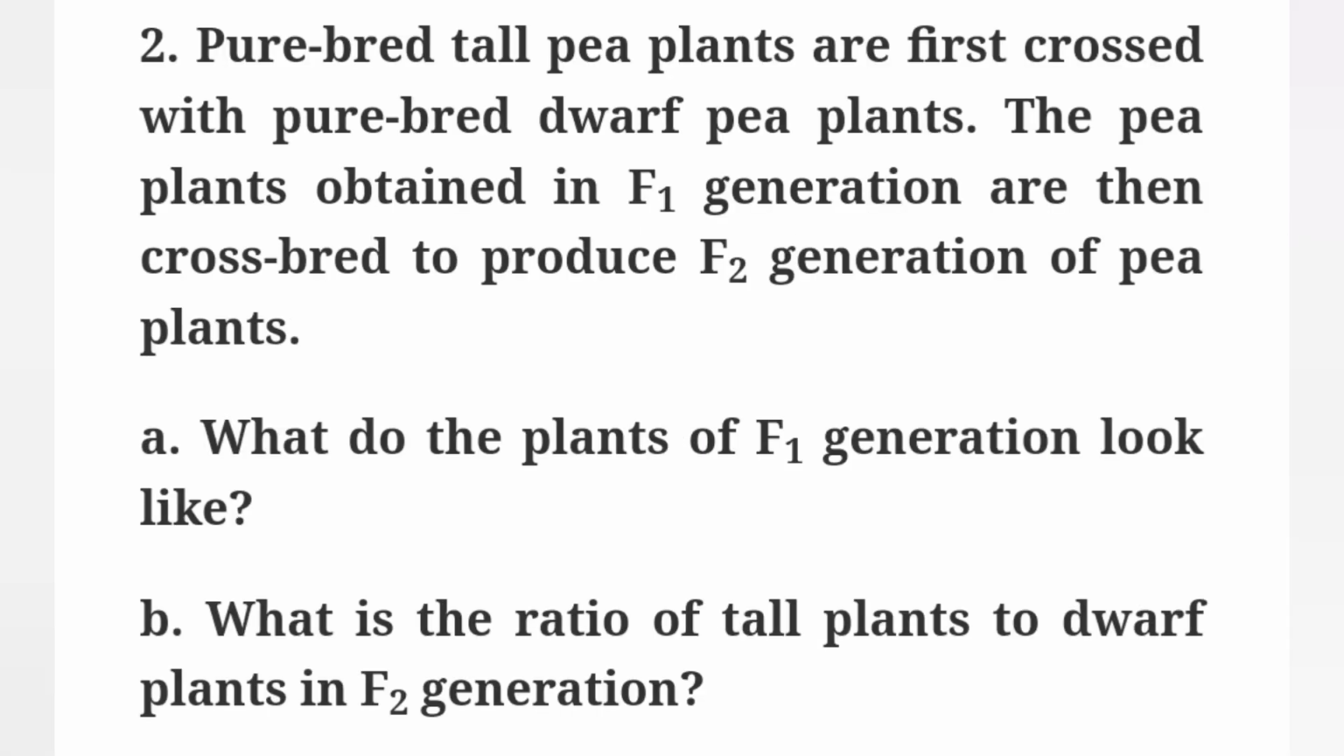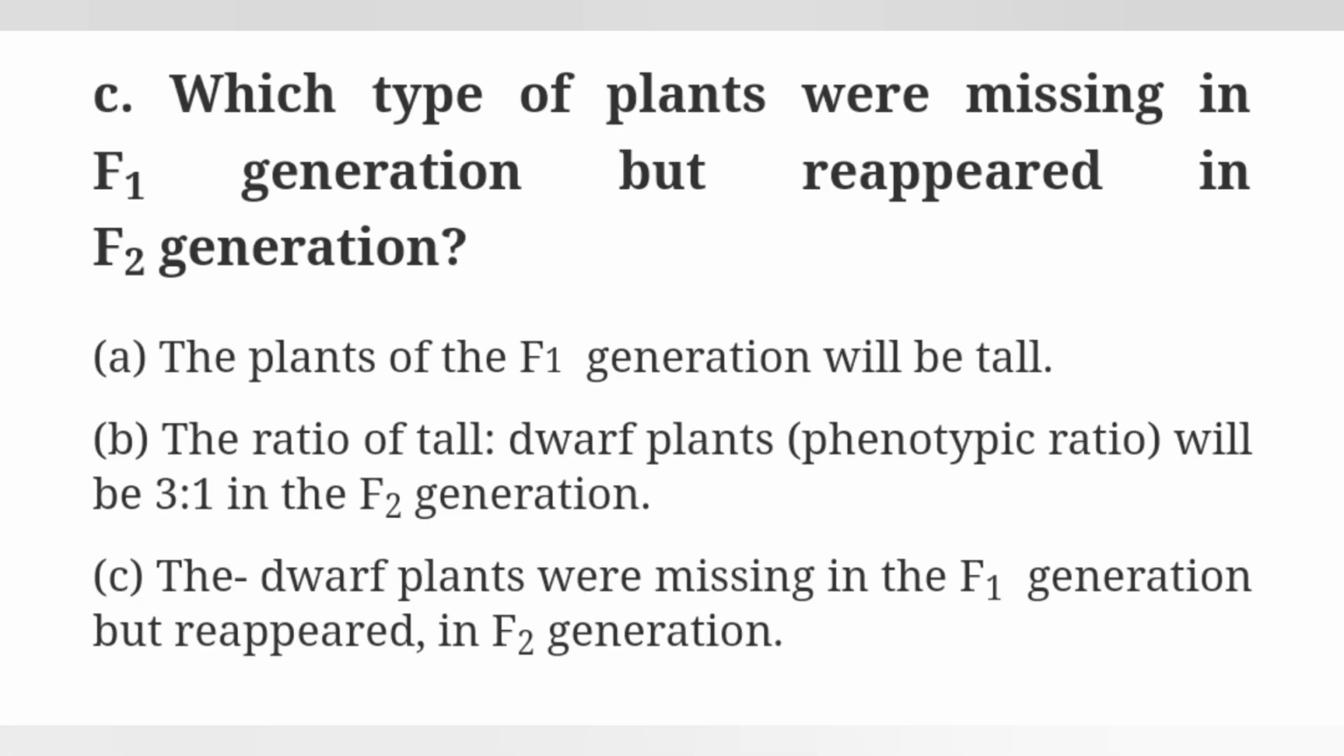Second question, purebred tall pea plants are first crossed with purebred dwarf pea plants. The pea plants obtained in the F1 generation are then crossbred to produce the F2 generation of pea plants. Option A, what do the plants of the F1 generation look like? Option B, what is the ratio of tall plants to dwarf plants in the F2 generation? Option C, which type of plant was missing in the F1 generation but reappeared in the F2 generation?